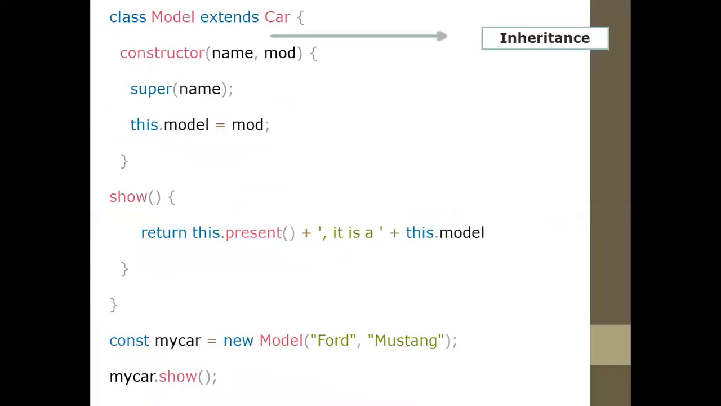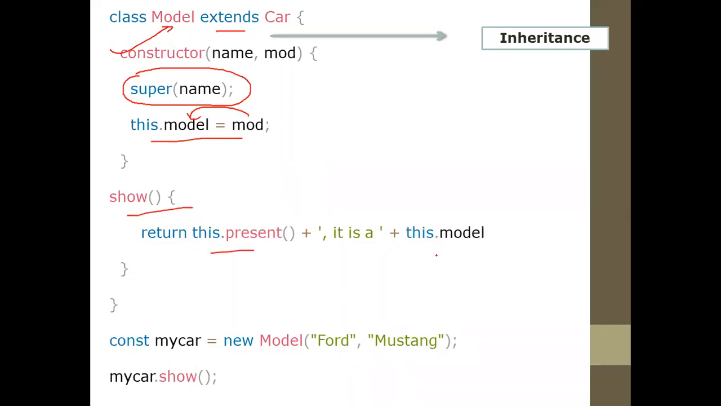And we have the concept of inheritance in Java, right? The same way we can use inheritance with the help of the extends keyword. Now this is a constructor belonging to the class Model. When you call super, what does it mean? We are calling the parent class constructor with the help of the super keyword. We are already aware of this as well. Now this.model is assigned the mod value for the model name. And here we are writing another method called show, and inside this show, we are calling this.present.